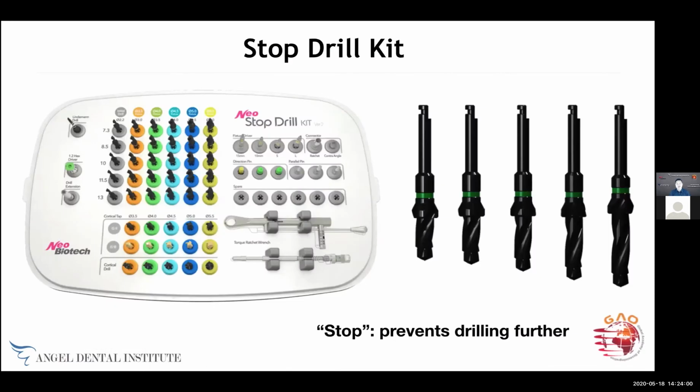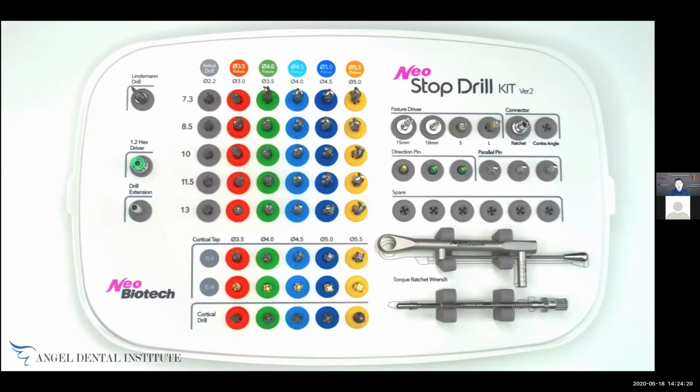Why is it called the stop drill kit? It is because there is a stop to prevent drilling further, okay? So there's a shoulder stop here that prevents you from drilling any further. It stops it from drilling deeper. So that's why it's called the stop drill kit. Once again, if you look at the overall layout of this stop drill kit, you read it from left to right, up to down, top to bottom, okay? And I'll go over it step by step.